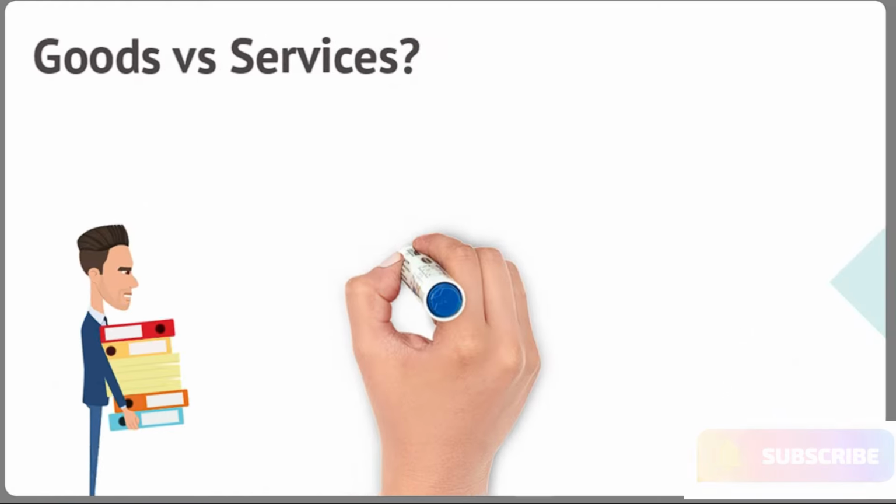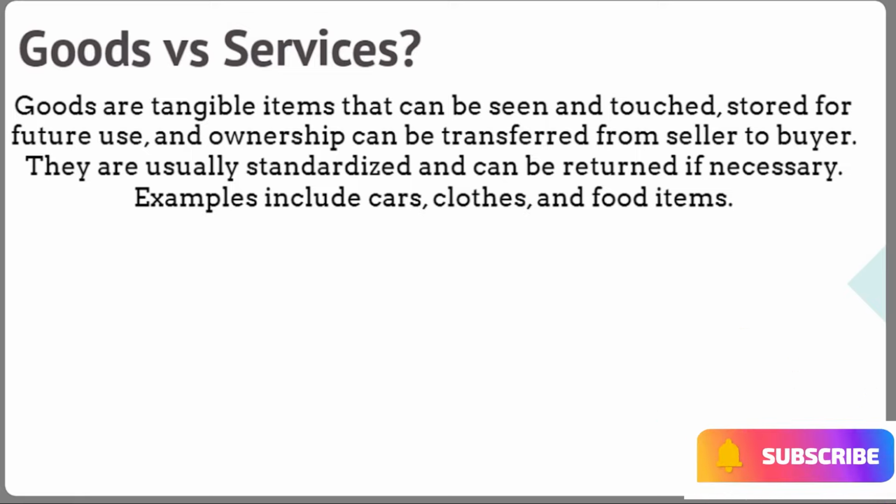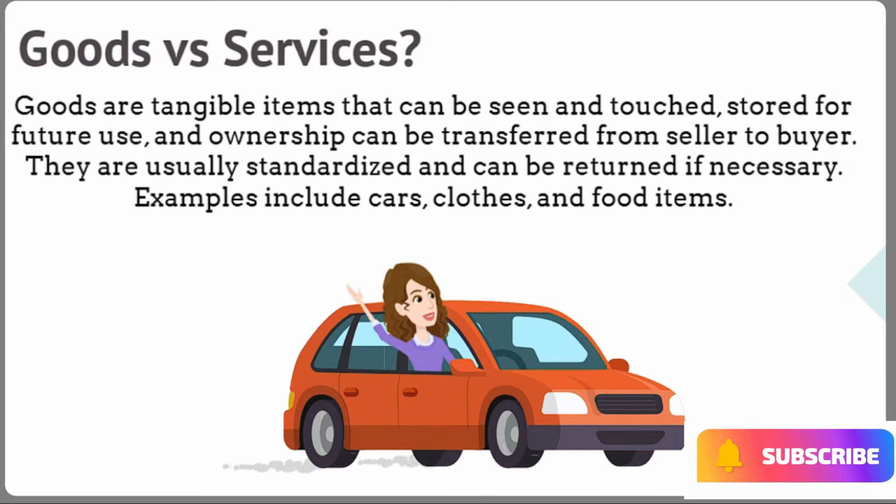Goods versus services in marketing. Goods are tangible items that can be seen and touched, stored for future use, and ownership can be transferred from seller to buyer. They are usually standardized and can be returned if necessary. Examples include cars, clothes, and food items.